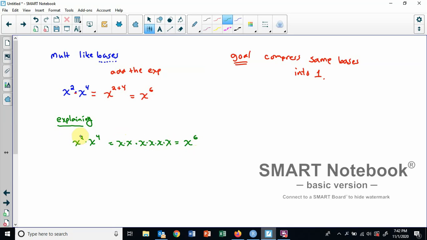So the idea is, instead of taking the time to write them all out, you know you're just going to count them all up in a second. This one is 2 x's, this one's 4 x's. That gives me a total of 6 x's. Okay.